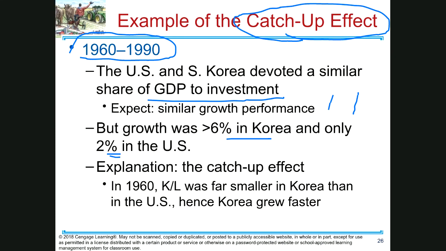Okay? The catch-up effect: in 1960, capital per labor was far smaller in Korea than in the US. And when you give them the capital, they jump. Like that runner example I use: you give him more training, he's going to jump fast, he's going to improve 5 seconds, versus the guy who is already a champ. You give him more training, he barely can improve 1/10 of a second. Okay, that's the catch-up effect.